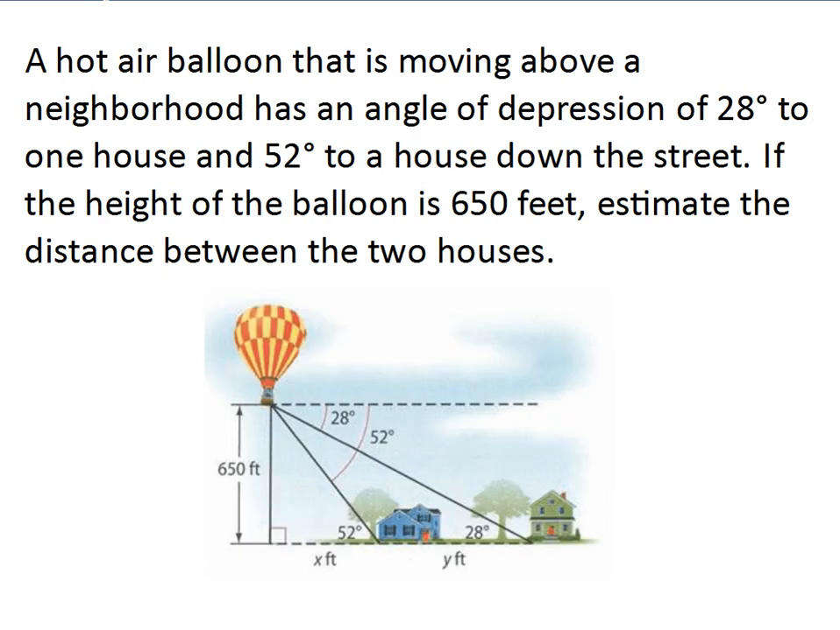A hot air balloon that is moving above a neighborhood has an angle of depression of 28 degrees to one house and 52 degrees to the second house. If the height of the balloon is 650 feet, we need to estimate the distance between the two houses. So we're going to let x equal the distance from the hot air balloon horizontally to the first house, and we're going to let y equal the distance from the hot air balloon horizontally to that second house, out at 28 degrees.